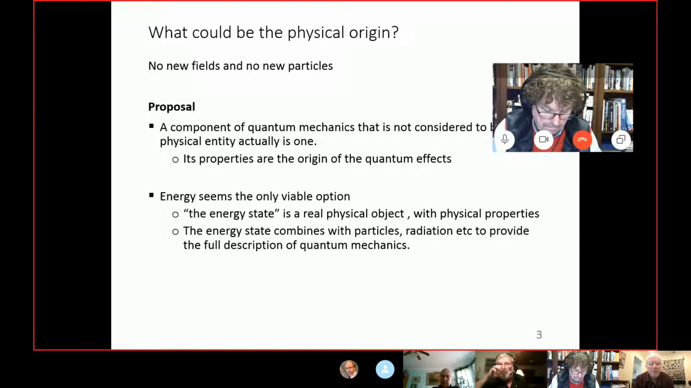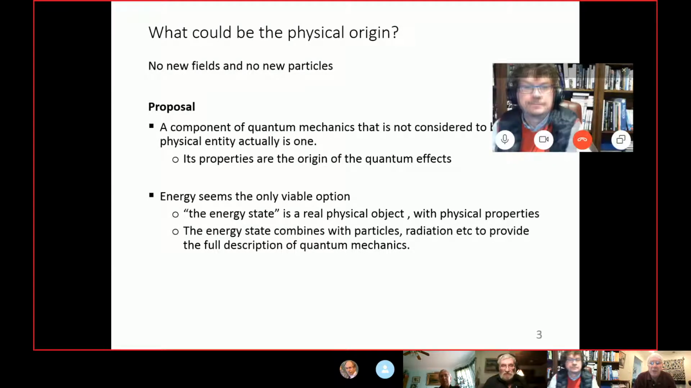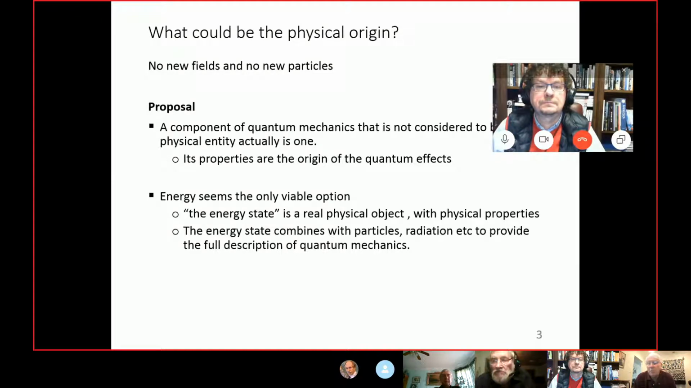So it seemed to me it was worth exploring the question of, if you take the point of view that energy is not what is normally thought of as just a quantity describing a state, but is actually a physical object, and therefore has some physical properties. And the notion is that that energy state has to be combined with particles or radiations and so on to provide a full system, and that the properties of the energy state imbue the whole system with the quantum properties.